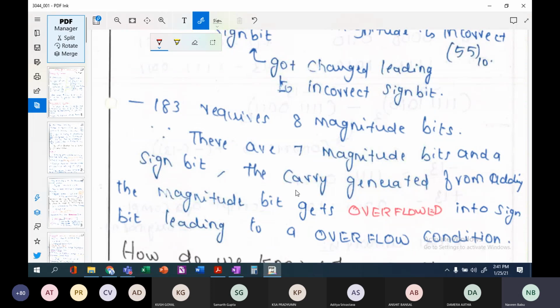So the carry that is generated by adding these two gets overflowed into the sign bit, leading to a condition called an overflowing condition.